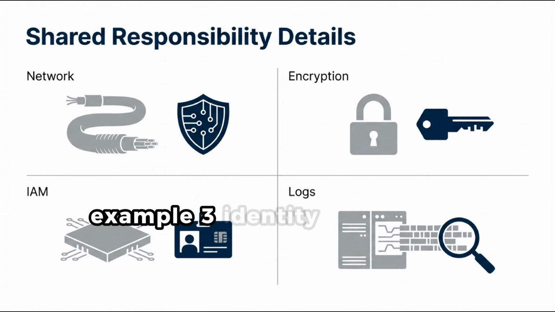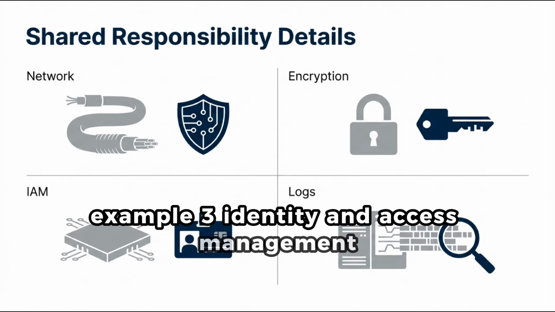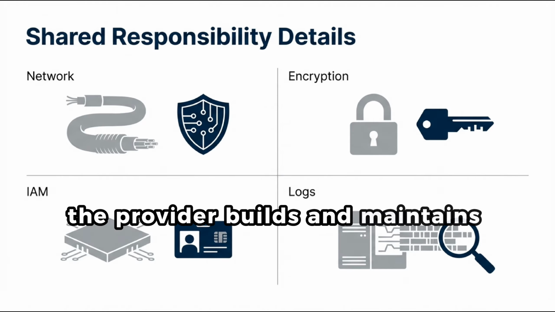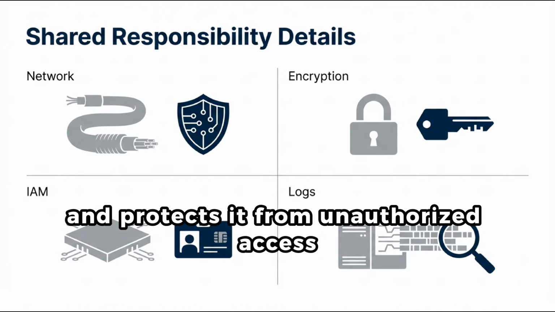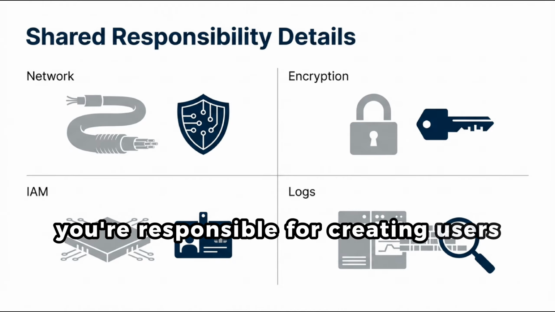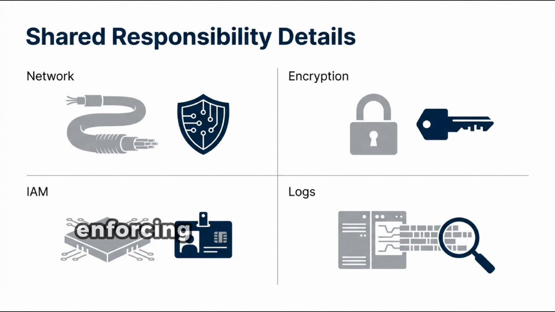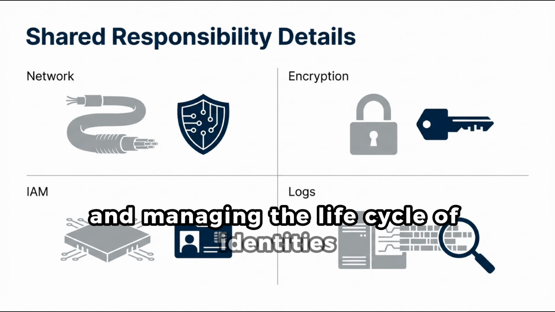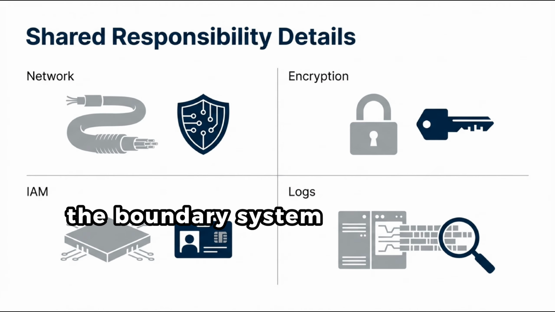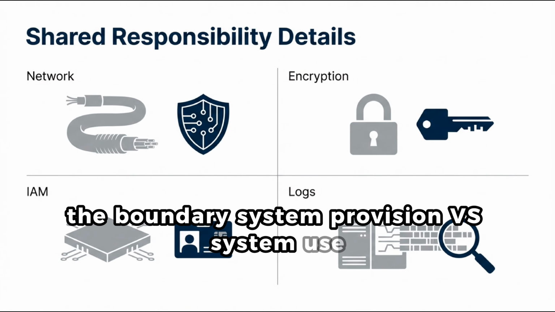Example 3. Identity and access management. The provider builds and maintains the IAM system, ensures it's available and secure, and protects it from unauthorized access. You're responsible for creating users, assigning permissions, enforcing authentication policies, and managing the lifecycle of identities. The boundary: system provision versus system use.